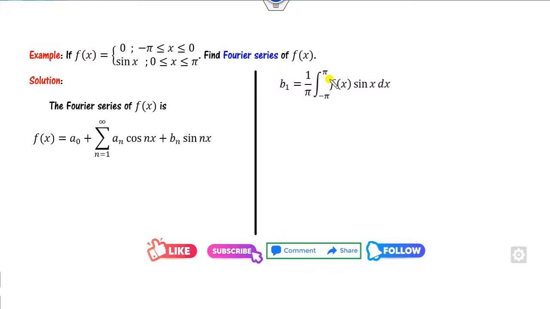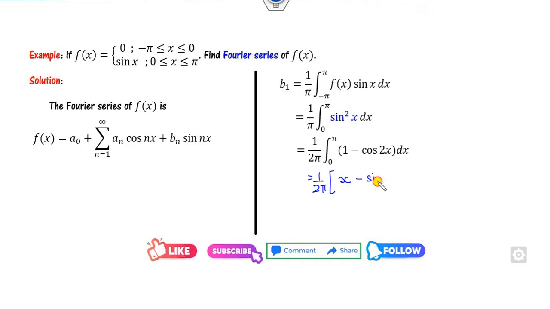Compute the value of b1. Substitute this. How can you solve the sine square? Sine square will be (1 minus cos 2x) over 2. Then I can integrate this part. What is the integration of this? The integration of this is x minus sine 2x over 2, from 0 to pi.